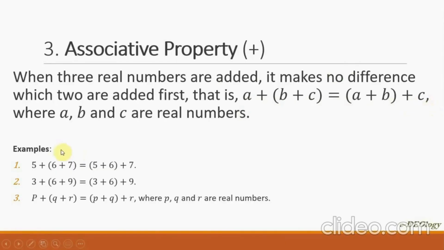So we have examples here. For number 1, the numbers 5, 6, 7. On the left side we have the 6 and 7 grouped together. After that, we can add the sum of 6 and 7 to the 5. The answer will be the same if we add the 5 and 6 first. After getting the sum here, we can add the 7.